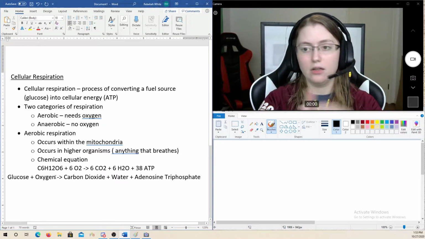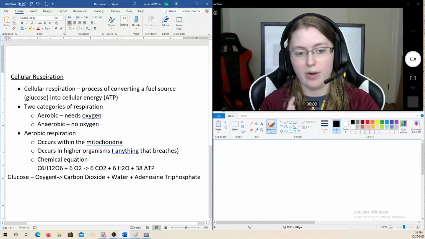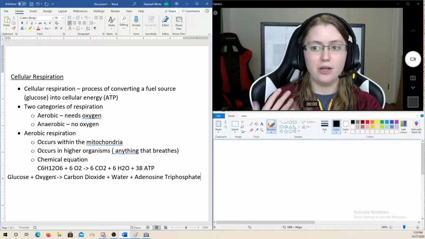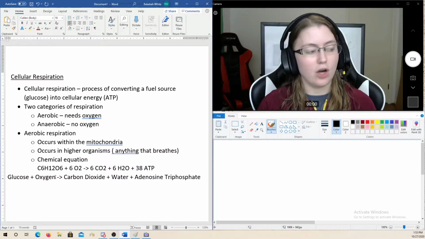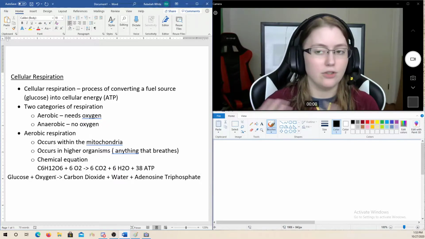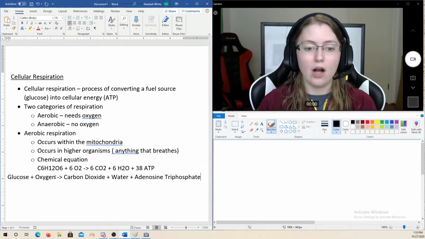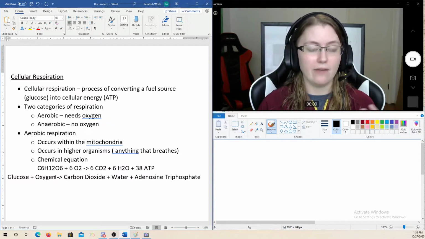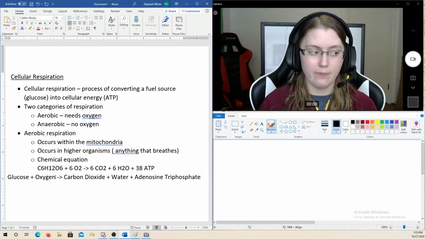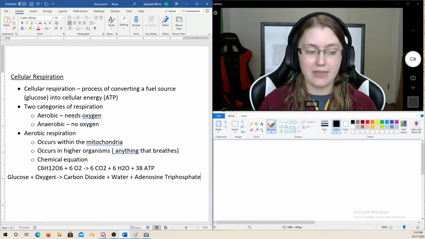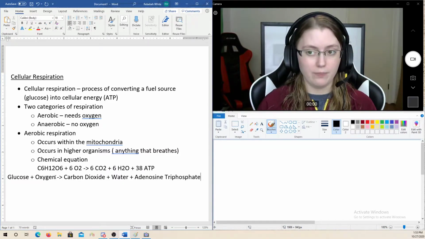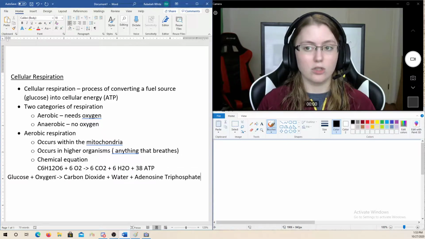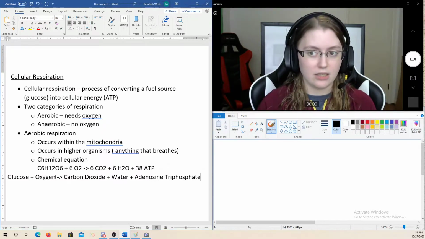Our reactant side, glucose and oxygen. Our product side, carbon dioxide, water, and ATP. ATP and cellular energy are interchangeable. Anytime you're talking in biology about cellular energy, you're typically talking about ATP. There are a couple other types of energy molecules that you'll learn about, particularly if you go in more depth on the citric acid cycle and the electron transport chain. In the lecture, you'll probably learn about NADPH or FADH, these other molecules. But for our purposes for the lab, we're just learning about ATP.